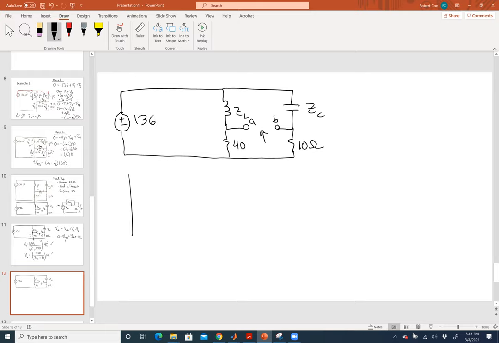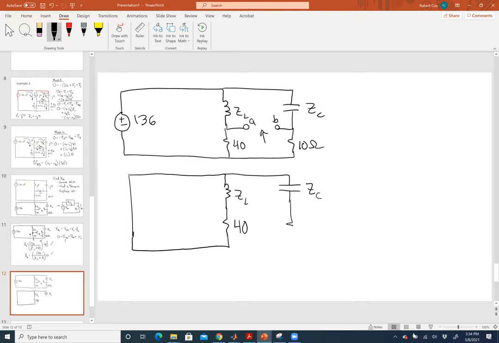So I've got a short circuit here, and I've got ZL, then I've got my 40 ohms, like that. Then I've got my Z sub C. Then I have my 10 ohms. And then I need to find the impedance looking into these terminals here. So how do I approach that?